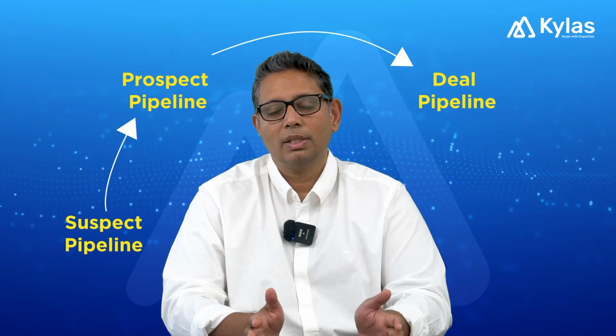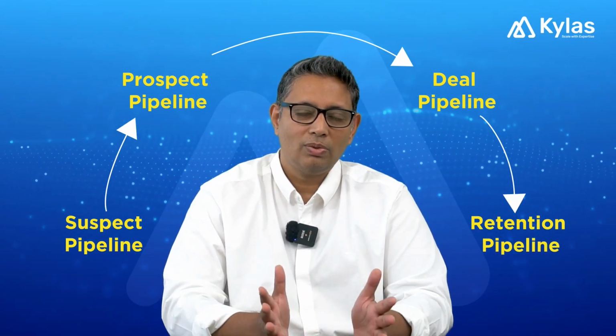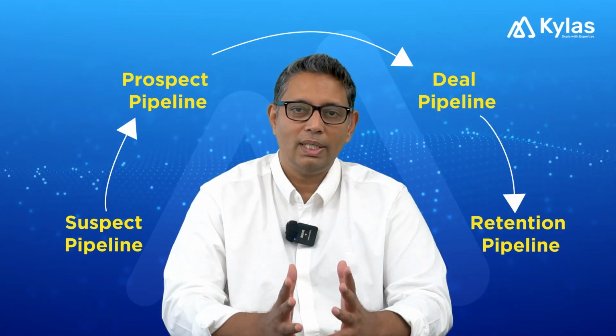So quickly recapping, we have your suspect pipeline, which is the lead pipeline. You have your prospect, where you are filtering out your leads from different mediums, and then you have your deal pipeline, and then you have your retention pipeline. This is how I would like to set it up. If you have any different ideas, feel free to comment.